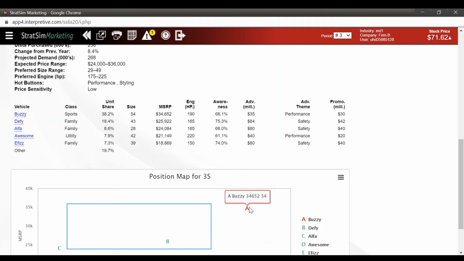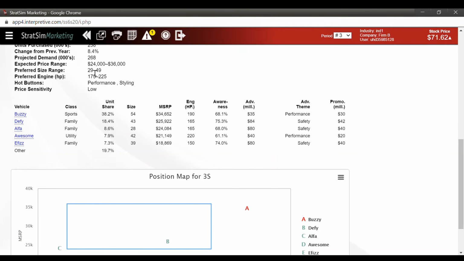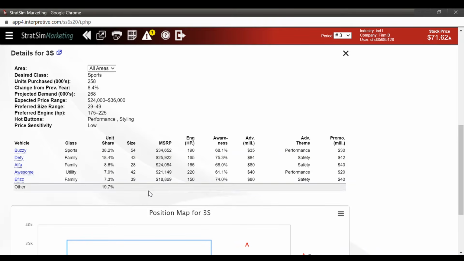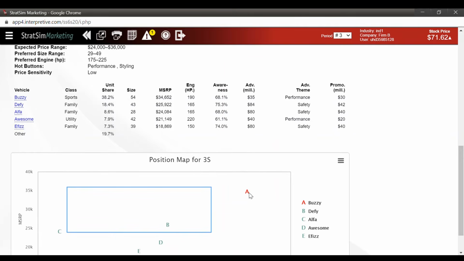Our vehicle started off way outside the box, which is the Buzzy, the sports car, and its perfect scenario is in here. So what we ended up doing is upgrading the vehicle, bringing it down to the max allowed, dropped it down to 44 for the next period from a size 54. If you notice, the unit share is at 38.2.